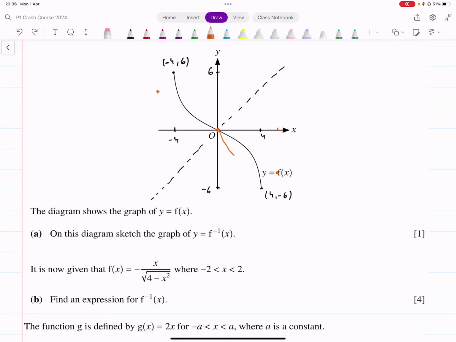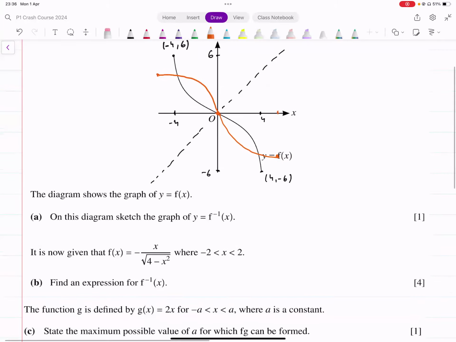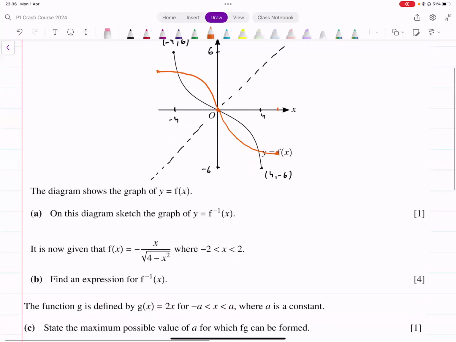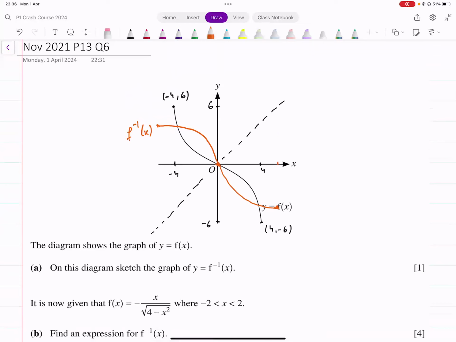It's going to look like this here, and then perhaps like this here. This is roughly what the f inverse of x graph would look like. Make sense? Now, it does not have to be accurate. It's just one mark because they just want to see if you have a rough idea of how the graph would look like.